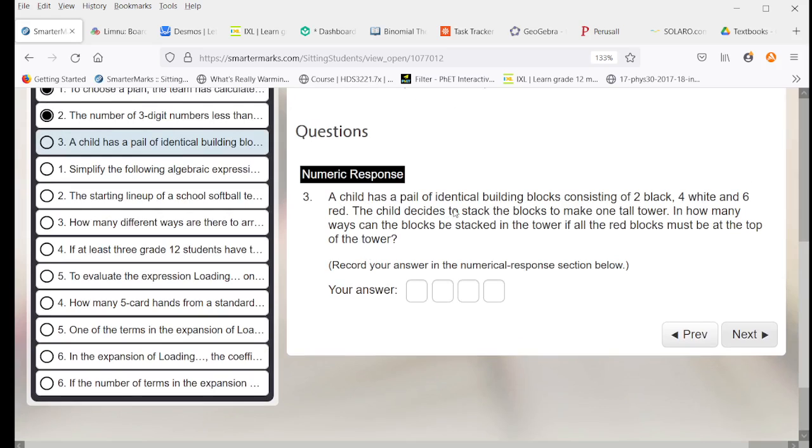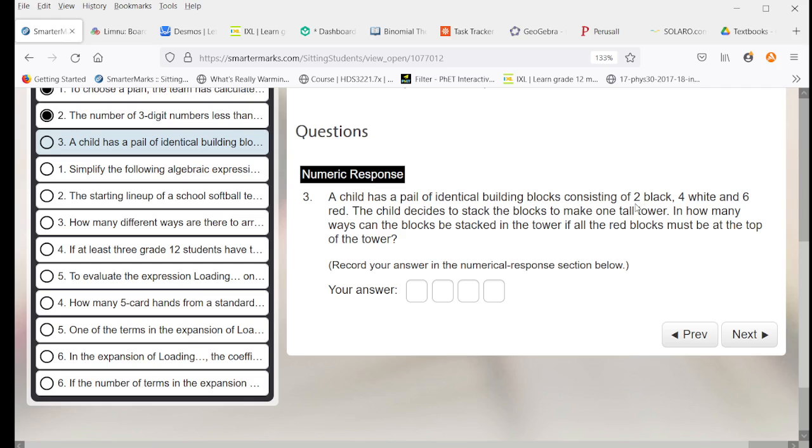Now, a child has a pail of identical building blocks consisting of 2 black, 4 white, and 6 red. The child decides to stack the blocks to make 1 tall tower. How many ways can the blocks be stacked in the tower if all the red blocks must be at the top? So we have all 6 red at the top. There's really only one way to make that if the blocks are identical, as it says. So what we're really looking at is how many ways are there to arrange the 2 black and 4 white.